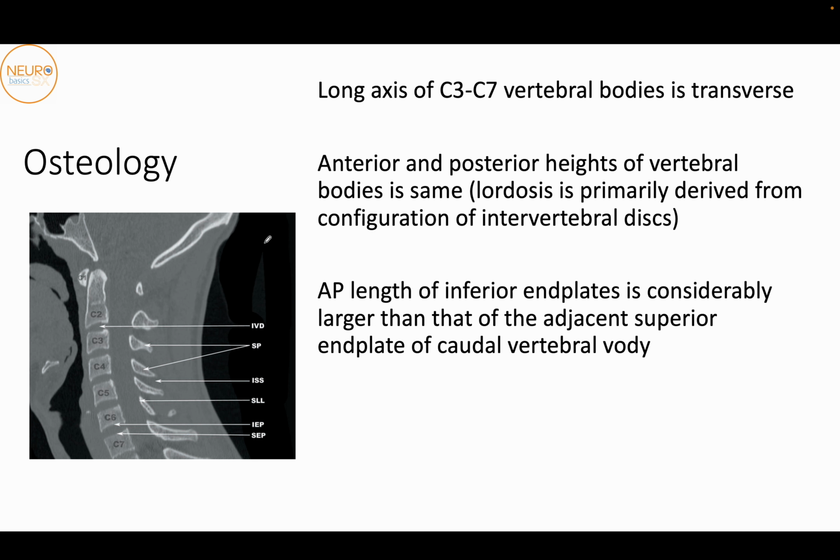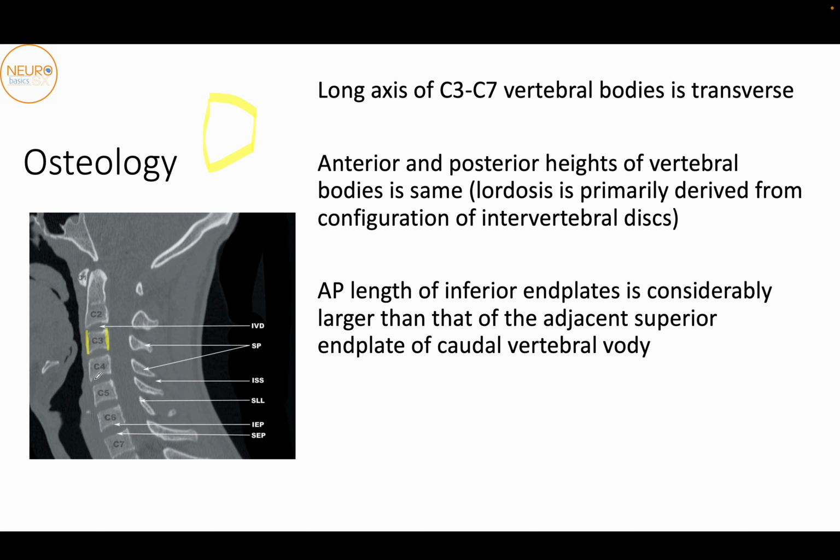Right, so now let's discuss the osteology of the subaxial cervical spine, basically from C3 up till C7. When it comes to these vertebrae, they are designed in such a way that the transverse axis is longer than the AP axis. The anterior and the posterior height of the vertebrae are going to be similar. This is unlike what we see in the lumbar spine. In the lumbar spine, the anterior height is going to be longer than the posterior height, and that is to maintain lordosis. This lordosis, on the other hand, in the cervical spine is maintained by the intervertebral discs and not by the height of the vertebrae itself. So here, the anterior and posterior heights are similar.